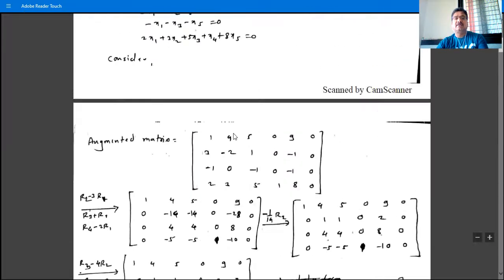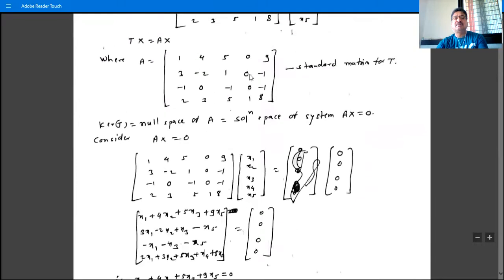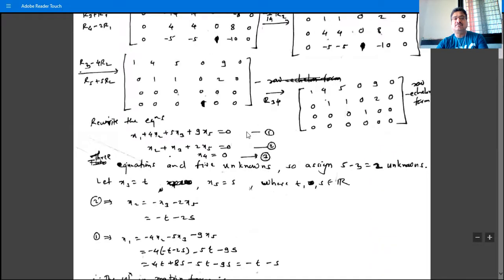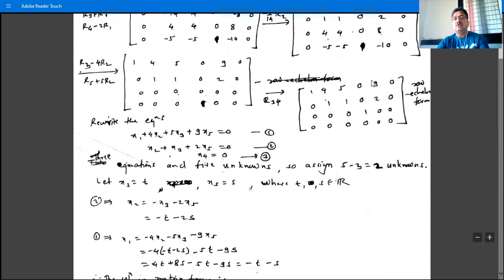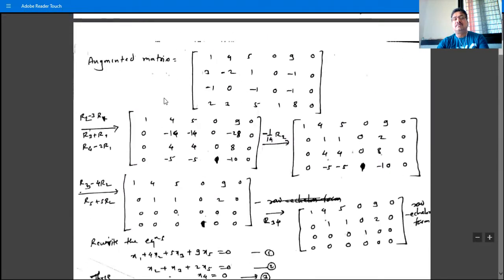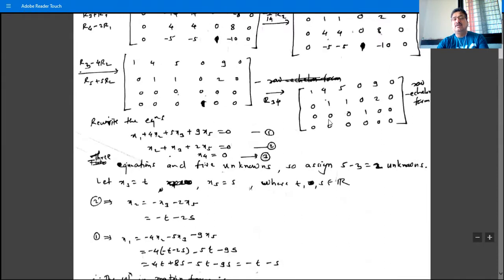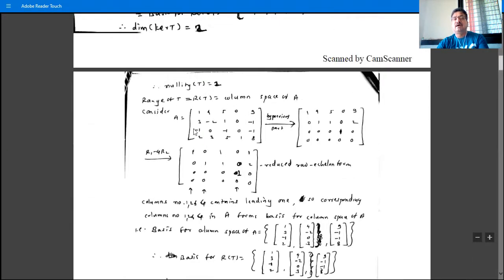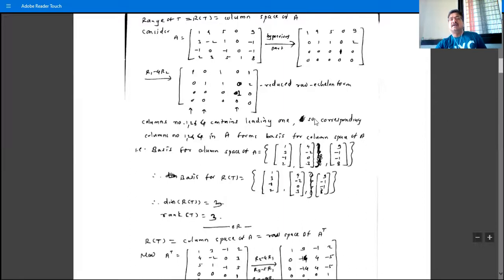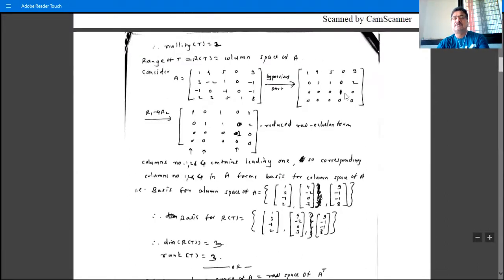A is this matrix. Consider this matrix A, and we have to reduce the matrix to reduced row echelon form. First we reduce the matrix to row echelon form by using the previous part. We have directly the echelon form of this matrix from the previous part as this matrix. This is the row echelon form. Now we have to reduce this matrix to reduced row echelon form in order to find the basis for the column space of A.